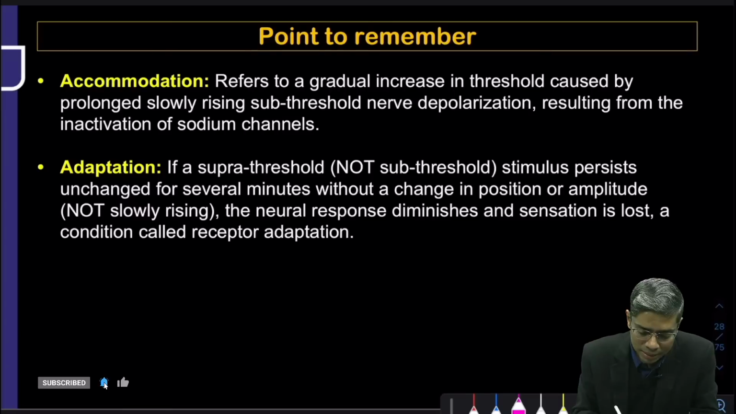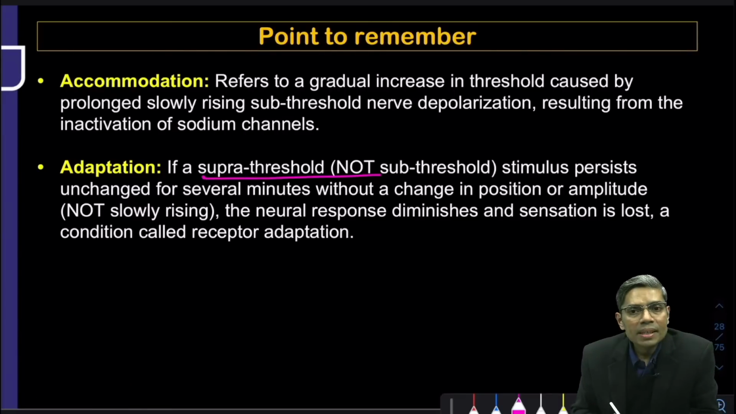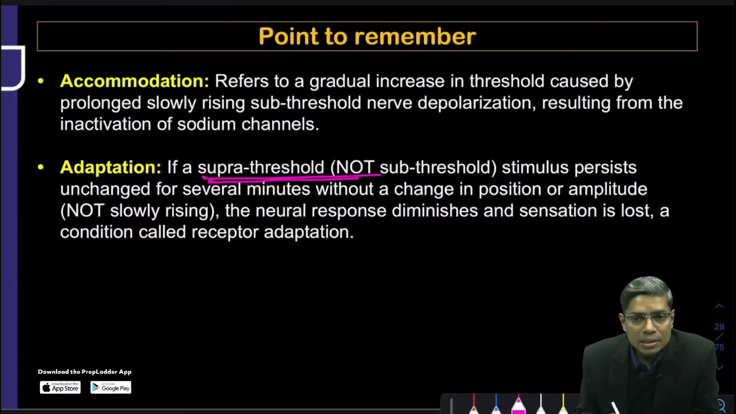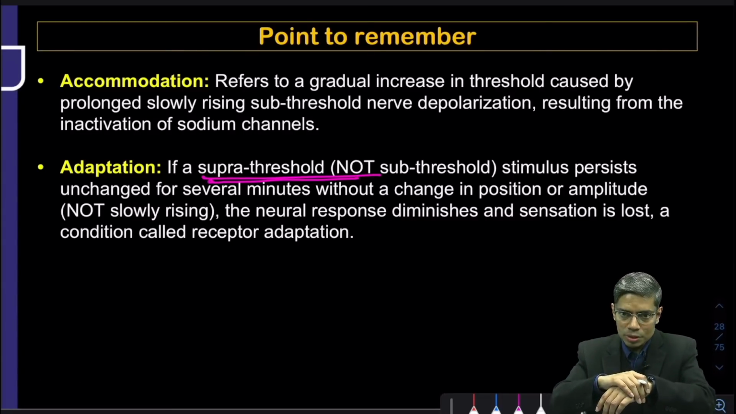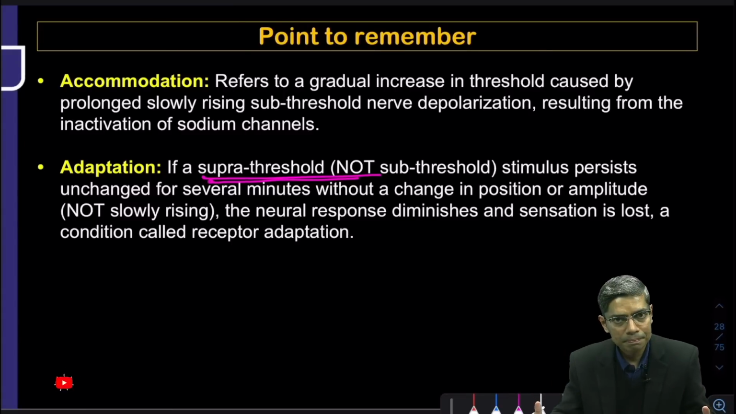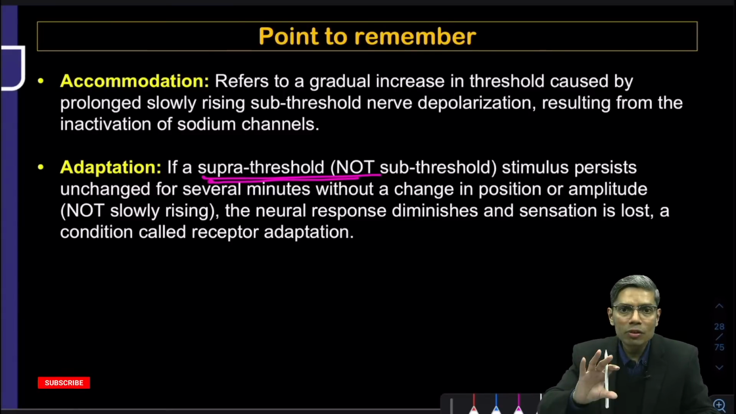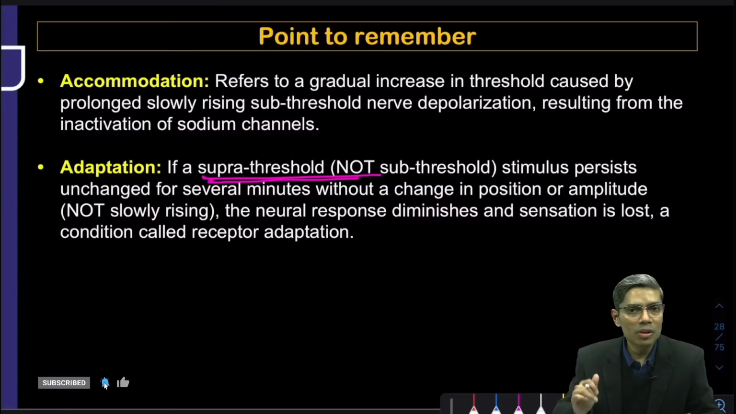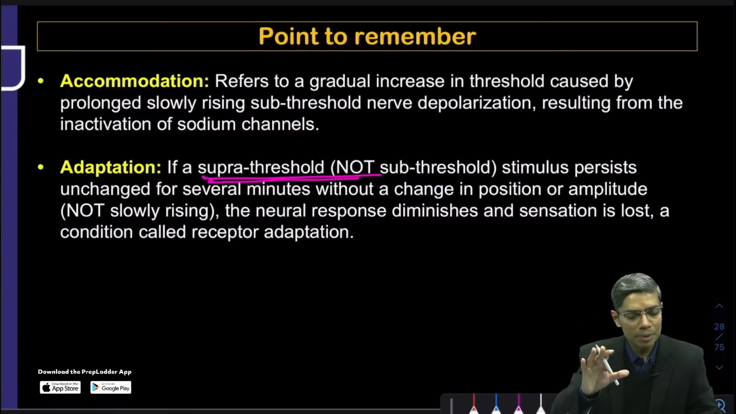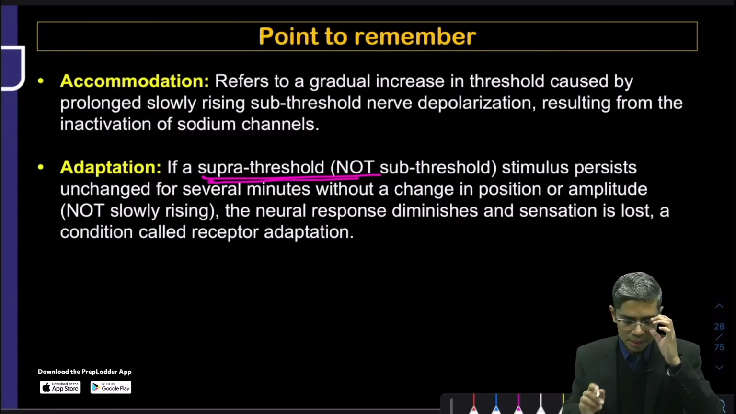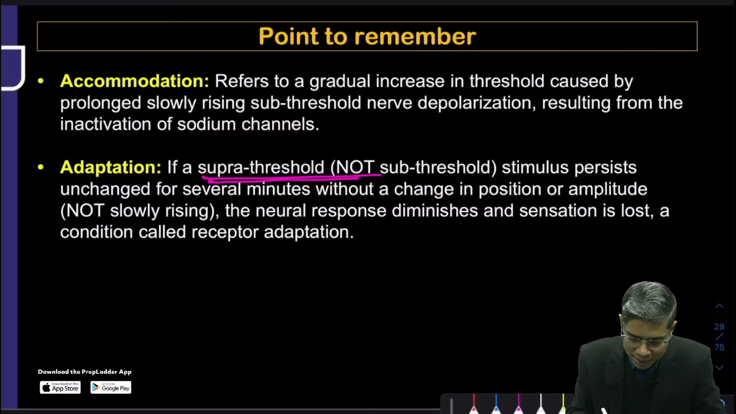Okay, so now we look at the adaptation phenomenon. If you continue a stimulus for long duration, that stimulus should be suprathreshold. Okay, yes, A will be the answer. So if you keep a suprathreshold stimulus for long duration, right, then the receptor will be modified, and because of the modification of the receptor, you are not going to perceive the sensation. This is known as the adaptation phenomenon, right?